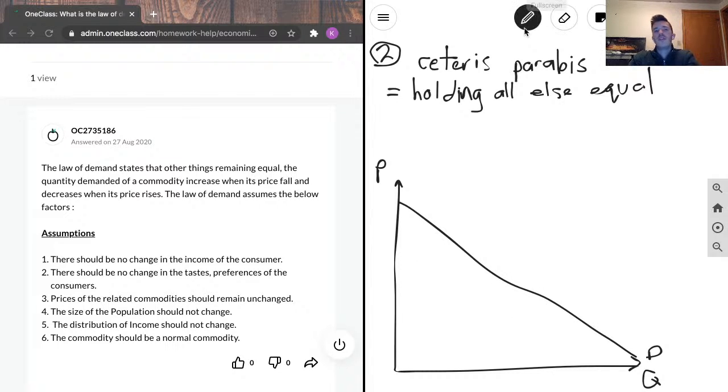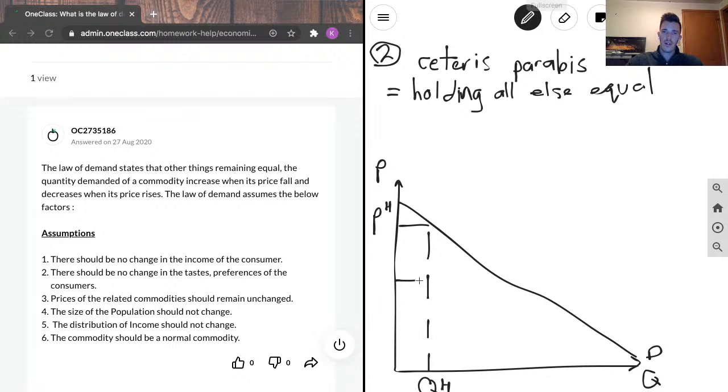So just to reiterate what our junior tutor wrote, the law of demand states that with other things remaining equal, ceteris paribus, the quantity demanded of a commodity will increase when its price falls and decreases when its price rises. So that's why it's drawn as a downward sloping curve here. So we can see when there is a high price, there is not going to be a lot of quantity demanded. We'll call this PH, H for high.